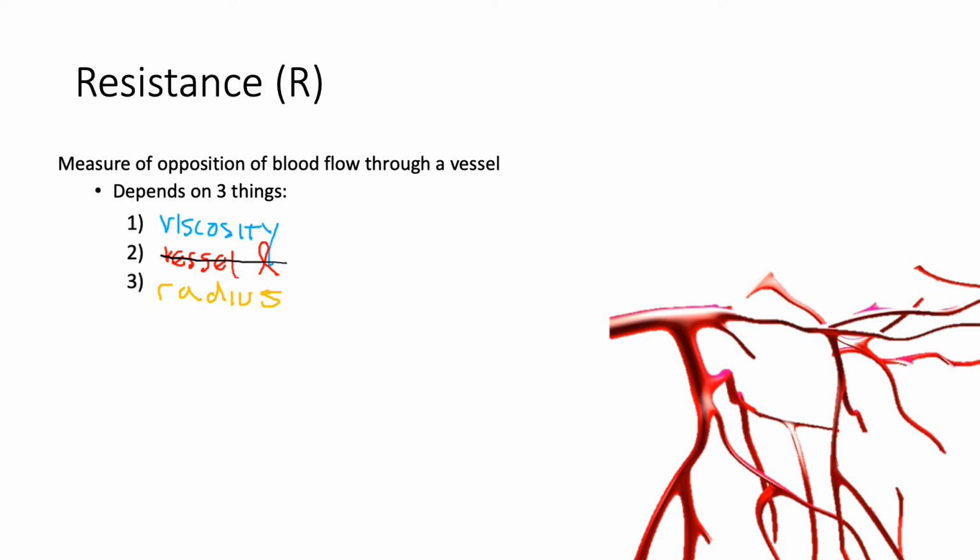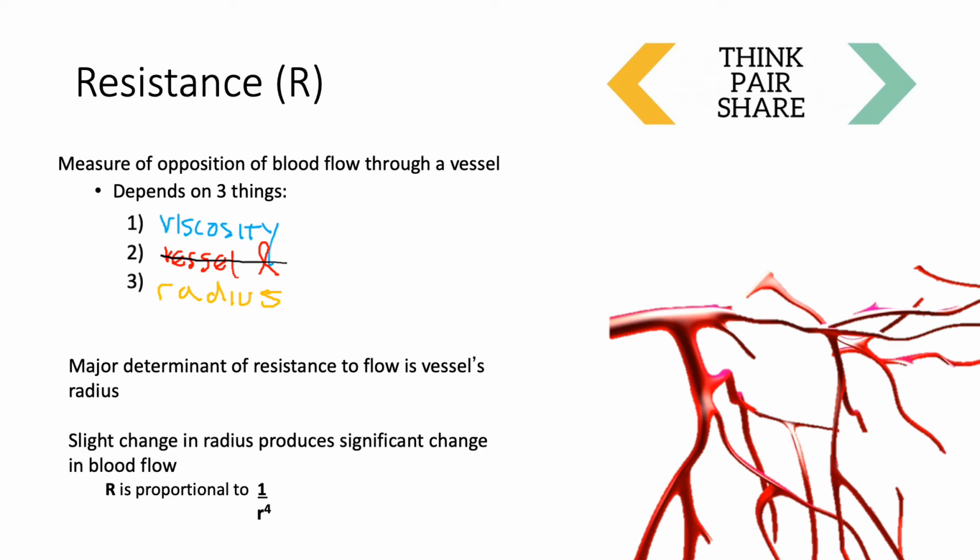So let me ask you then, of these three, which do you think is the largest contributing factor for resistance? I should point out here, we're talking about peripheral resistance, so resistance of blood in blood vessels as opposed to the heart. Well, the major determinant of resistance to flow in a vessel is that vessel's radius, because a slight change in the radius can produce great changes to blood flow. So we say that R, resistance, is proportional to 1 over the radius to the 4th power. Let's apply this and see why this is so.